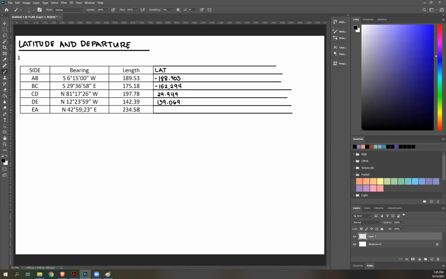139.069. And then lastly, that's north as well, so positive 234.58 times cosine 42, 59 minutes 23 seconds. That's 171.589. All right. So next, that's latitude. So now I'm gonna ask for departure.